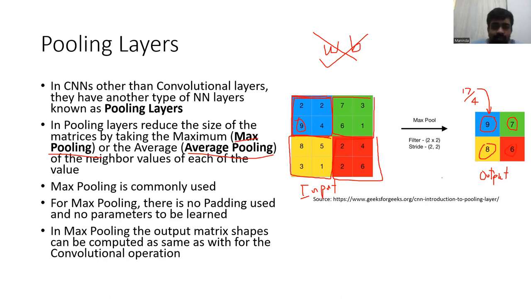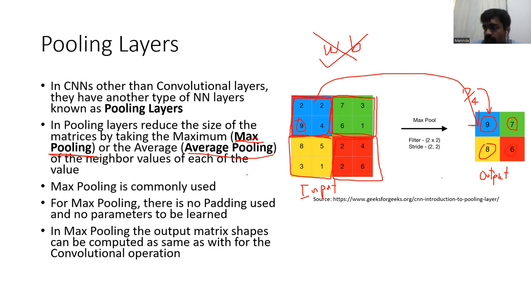But generally, average pooling is not used. Mainly, max pooling is used in convolutional neural networks in most cases, though average pooling is used sometimes. Whichever way, max pooling or average pooling, we are pooling the matrix into nearby regions, the neighbors, and then we take a single value out of each pool and put it into the output matrix. That is what is done in the pooling layer.